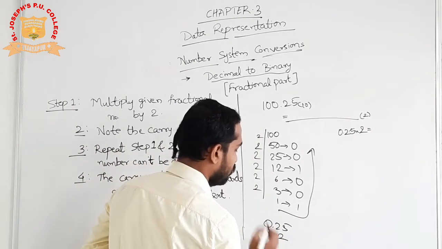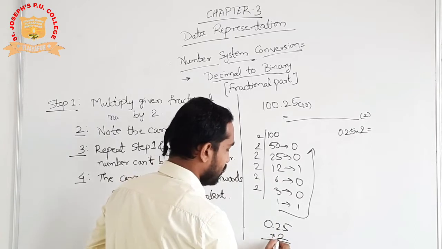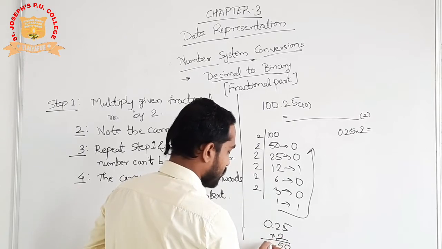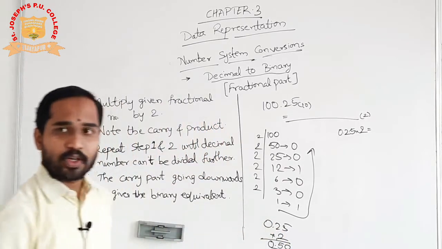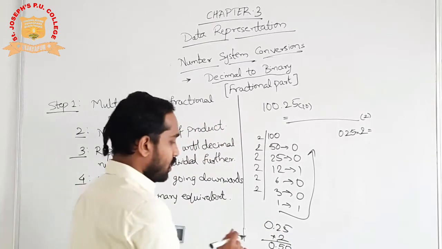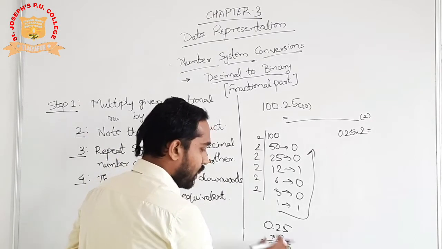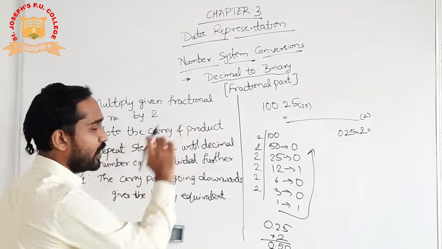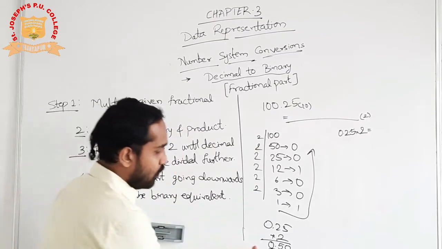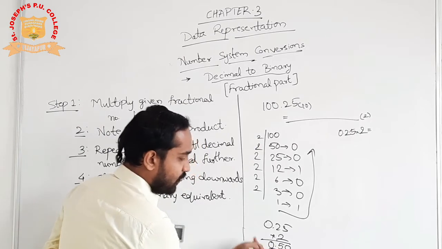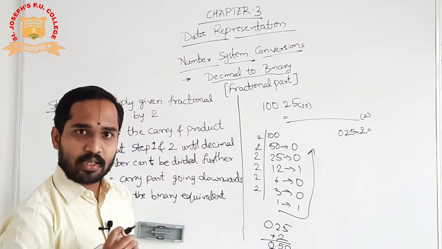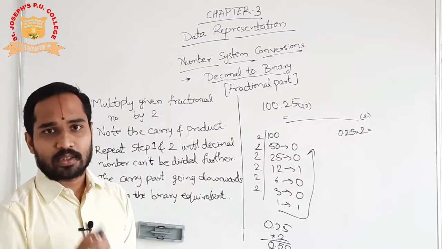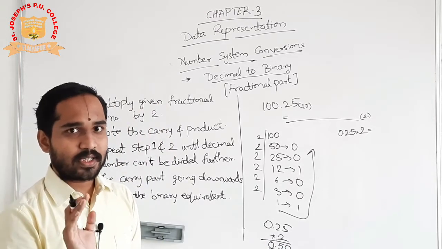0.25 into 2: 2 5s are 10, 2 2s are 4, 5, yes, 2 zeros are 0. That is 0.50, correct? Now, in this 0.50, note the carry and product. Whatever comes to the left side of the decimal part is carry. Whatever comes to the right side of the decimal part is product. Please remember this.